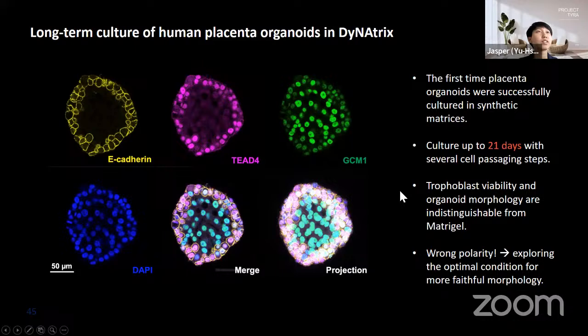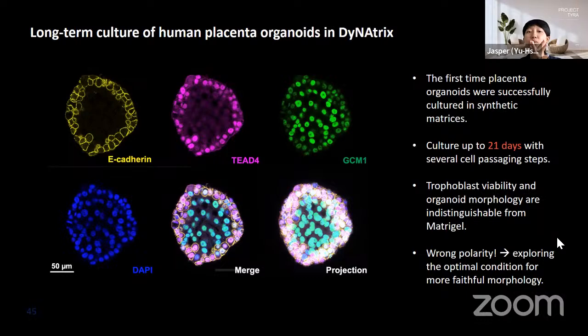The last is the organoid culture. This placenta organoid was always cultured in Matrigel. And it's the first time that placenta organoid can be successfully cultured in a synthetic matrix. And we showed that we can culture up to 21 days, including several cell passaging steps by using nuclease. We showed that even after several passaging, the cells have a high viability and a morphology that's also comparable to what is in the Matrigel. But in Matrigel, they form a wrong polarity. Also in our gel, they show a wrong polarity.